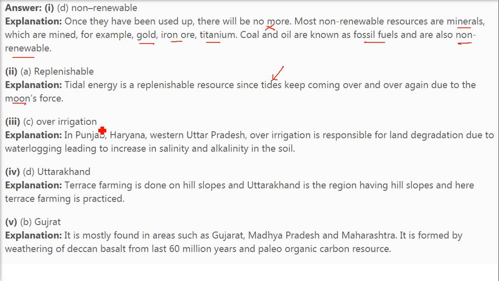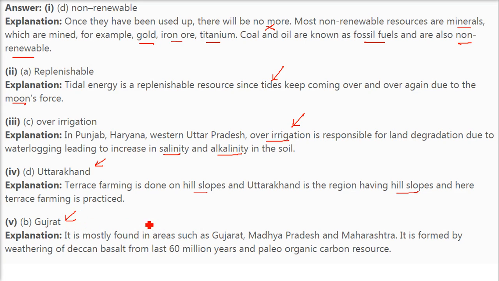Then over irrigation in the region of Punjab, Haryana. So in Punjab, Haryana, Western Uttar Pradesh, over irrigation, that is irrigation in excess, is responsible for land degradation due to waterlogging, leading to an increase in salinity and alkalinity in the soil. Why have we taken terrace farming with the option Uttarakhand? See, terrace farming is done on hill slopes, and Uttarakhand is the region having hill slopes, and here terrace farming is practiced.